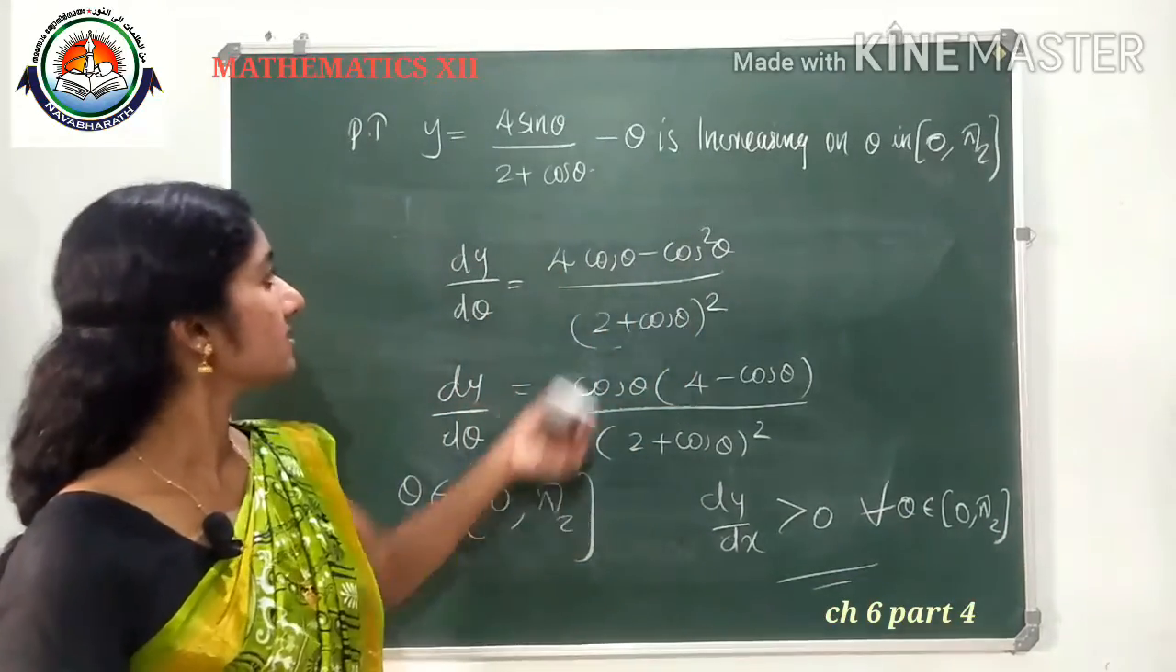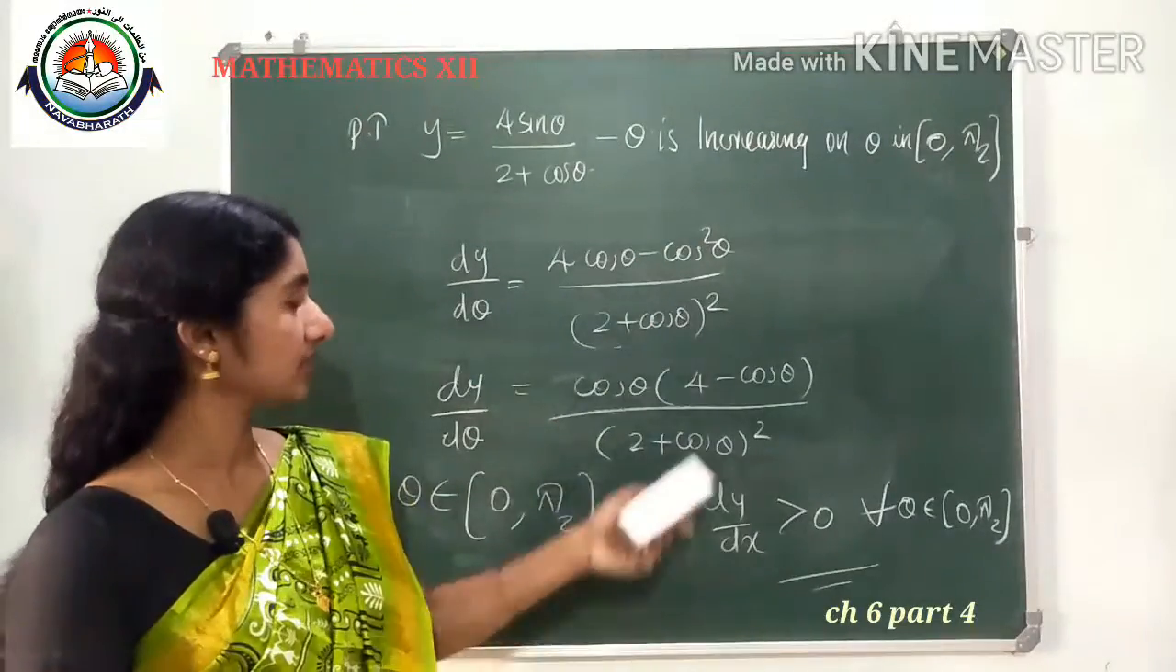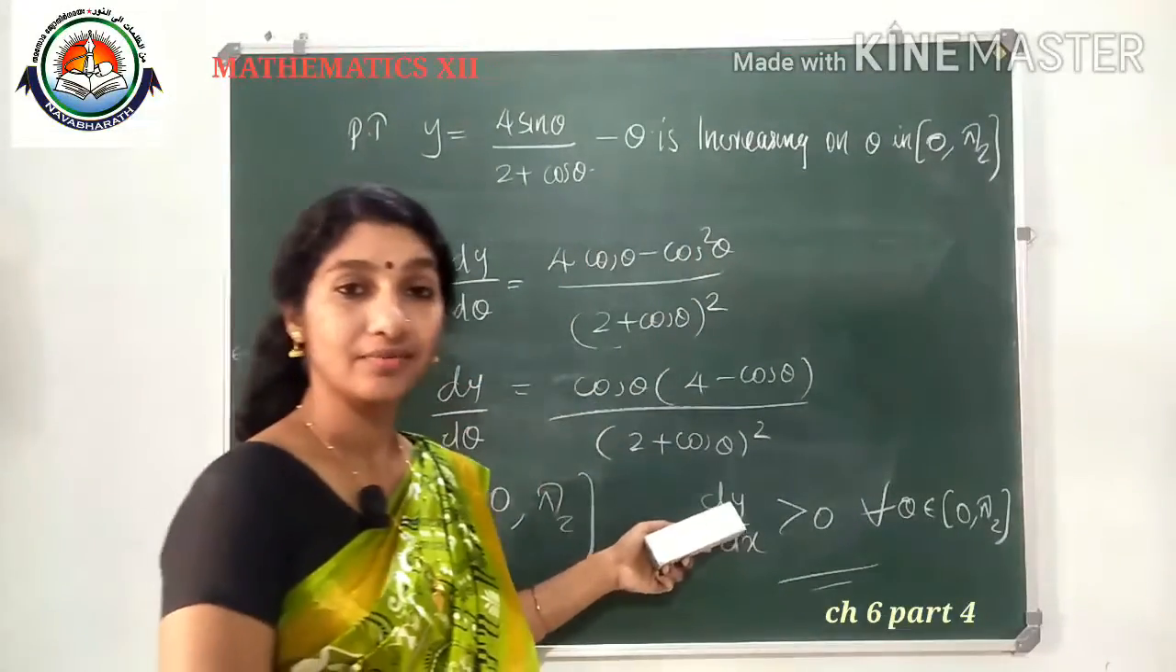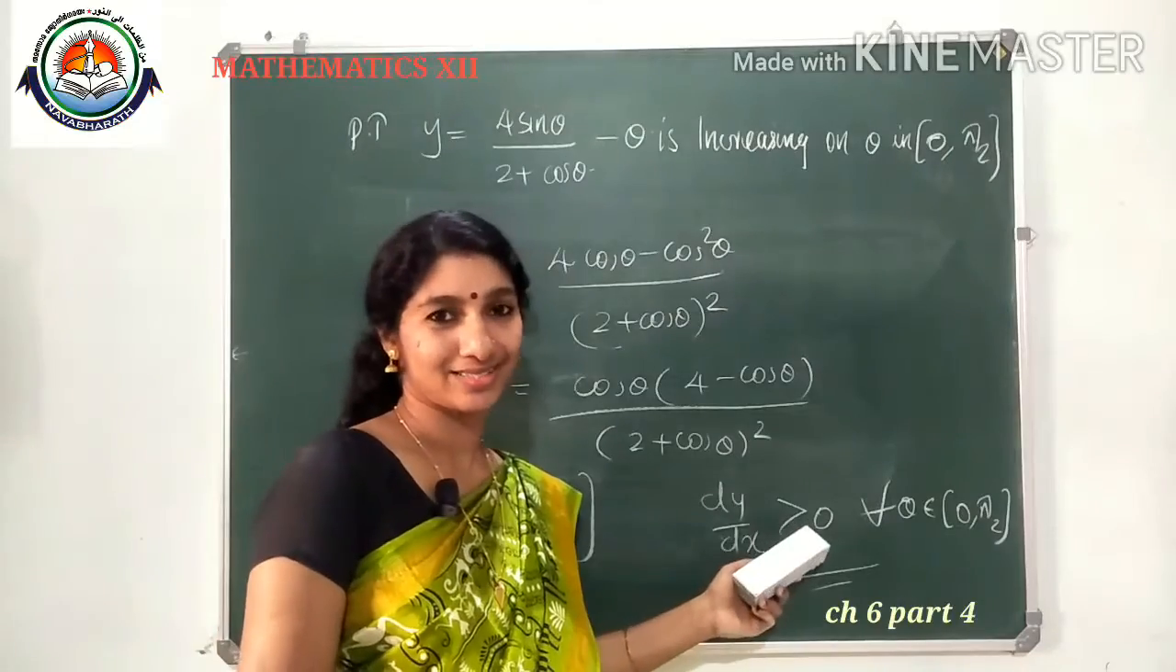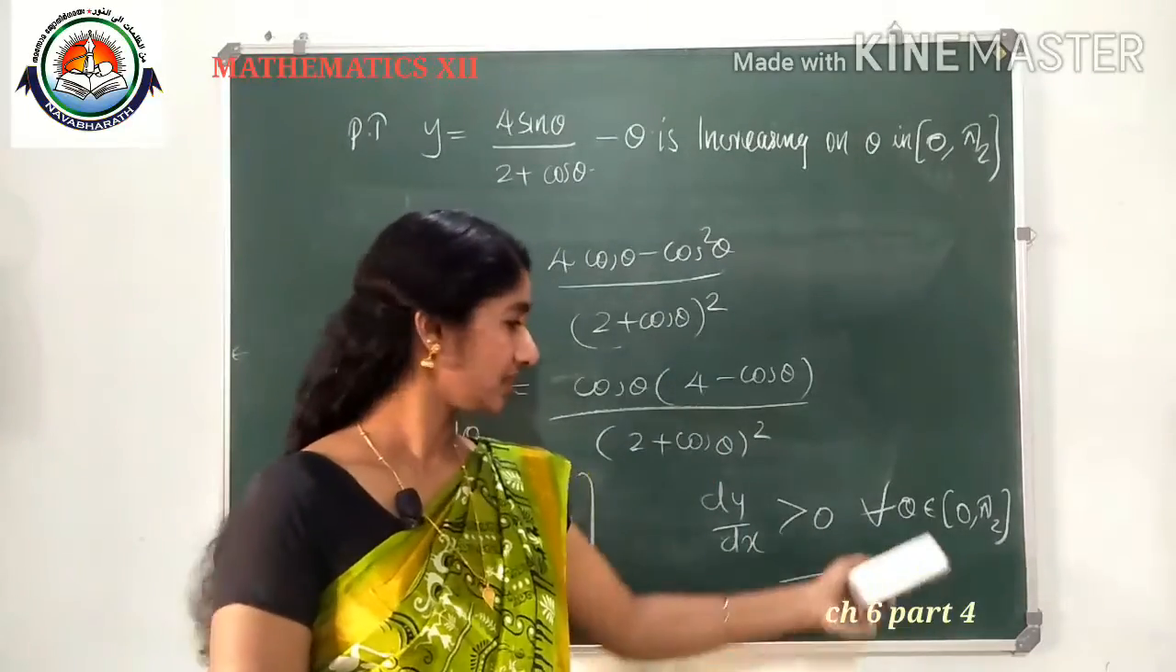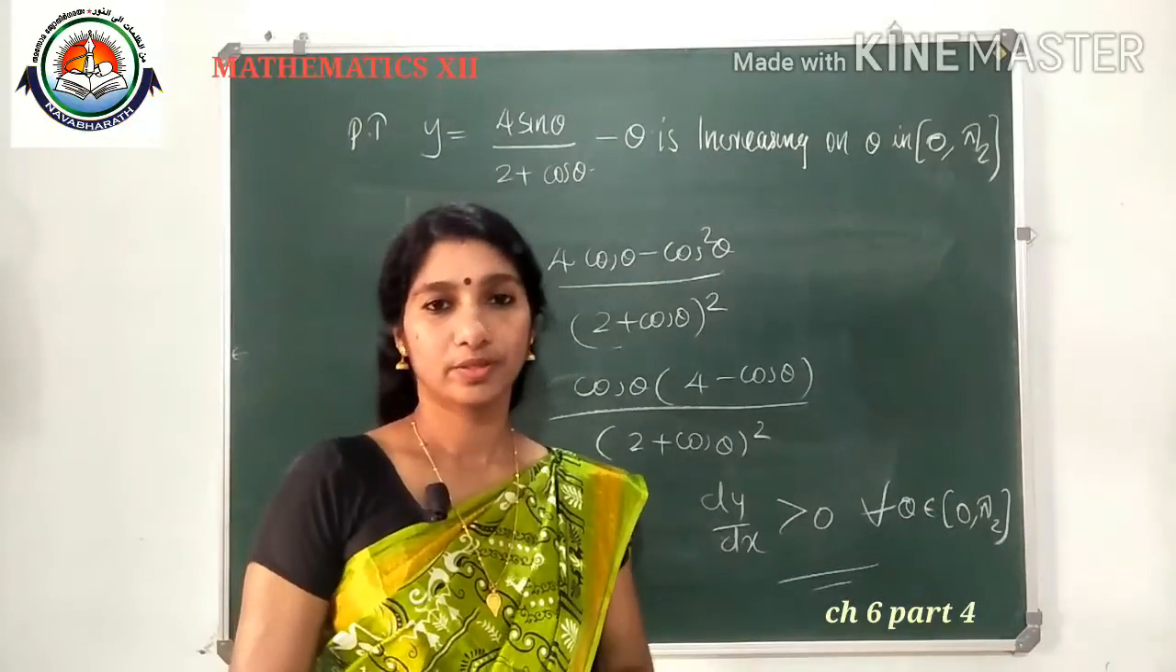We needed to prove that this is an increasing function. Since dy by d theta is greater than 0, this is an increasing function. In which interval? In the interval 0 to pi by 2.